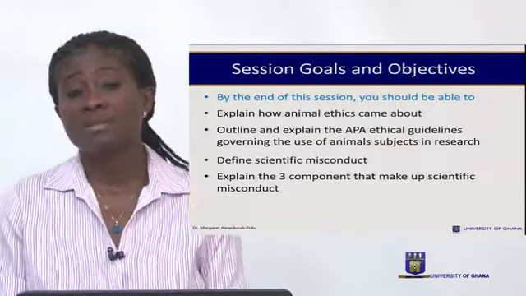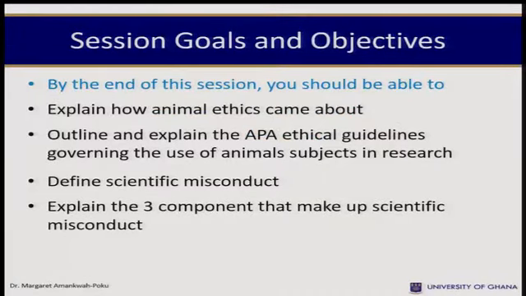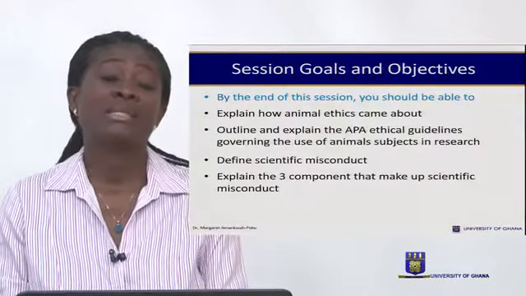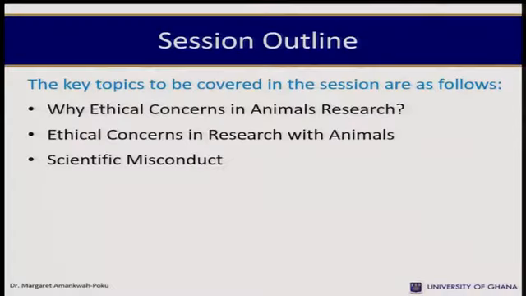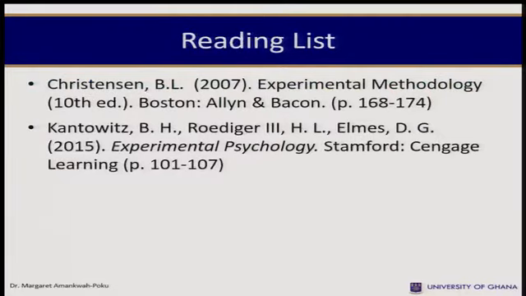By the end of this session, you should be able to explain how animal ethics came about. That will be very brief. You should be able to outline and explain the APA ethical guidelines governing the use of animal subjects in research. And then you should be able to define what scientific misconduct is and explain the 3 components that make up scientific misconduct. So I'll talk about why ethical concerns in animal research, and then I'll talk about the guidelines. Then I'll talk about scientific misconduct. And this is your reading list.